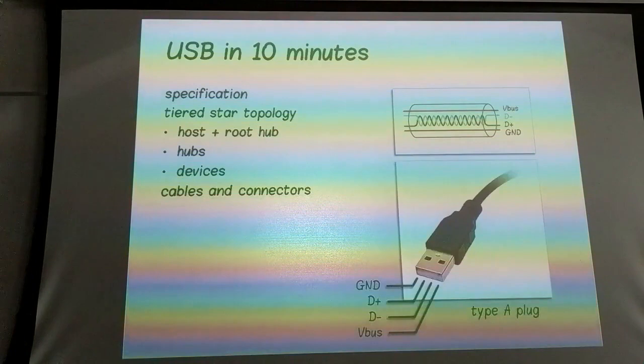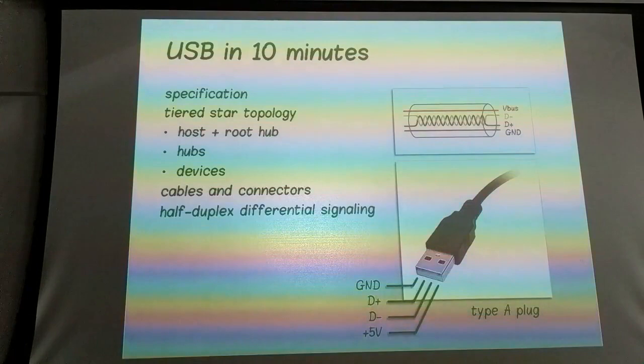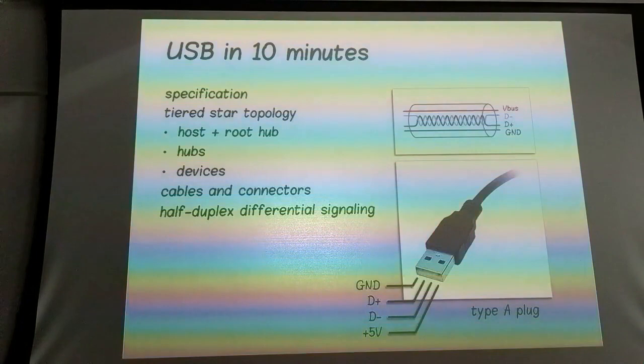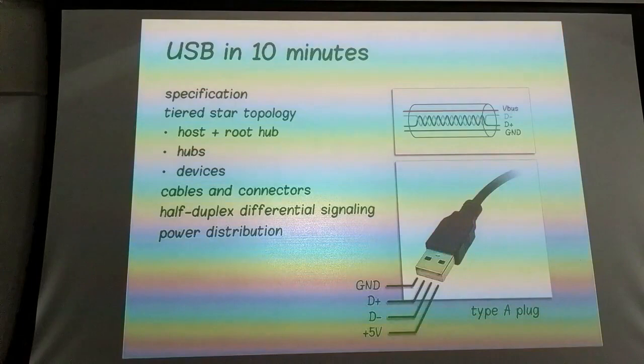Cables have four wires: two data lines, power and ground. There are several connector types nowadays, but here we are concerned with a Type A plug, which is found on such devices as mouse or keyboard. The communication is half duplex. Thus, only the host or one device can talk at a time.